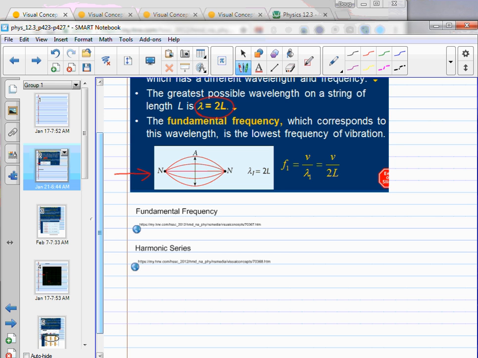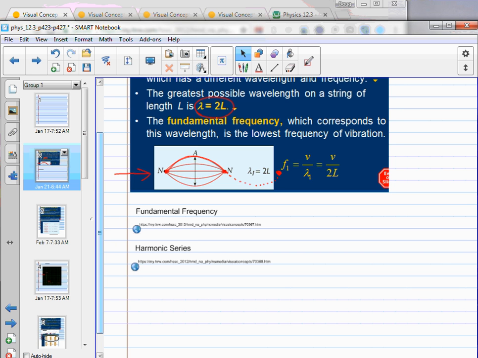We have nodes at each end, and we have one antinode here in the middle. That is exactly half of a wavelength. If I continued it on to get one full wavelength made out of this, we can see that crest and trough making one full wavelength. But the standing wave, the first time we can get a standing wave, is going to be one antinode, which means the wavelength is as long as possible. It's twice the length of our string, 2L.